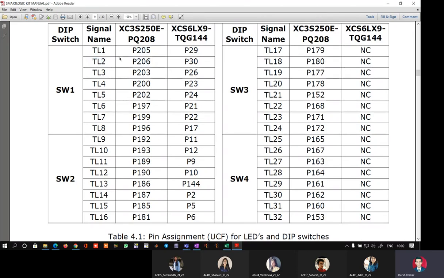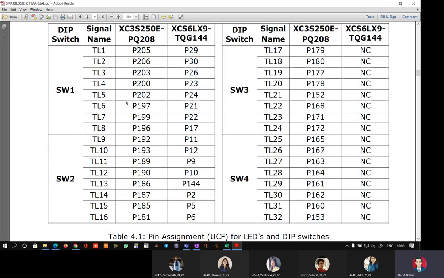That means what? Because the switches and LEDs are multiplexed. If I want to use the first LED, the pin number is the same, P205. So for the first switch and first LED, both of them are connected to pin number 205 of FPGA in a multiplex fashion. Similarly, the last switch of the bank as well as the last LED are connected to pin number 153 of an FPGA in a multiplex fashion.